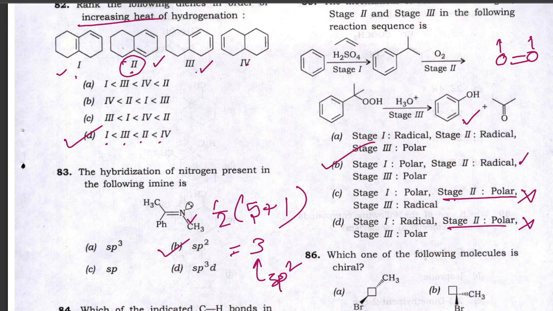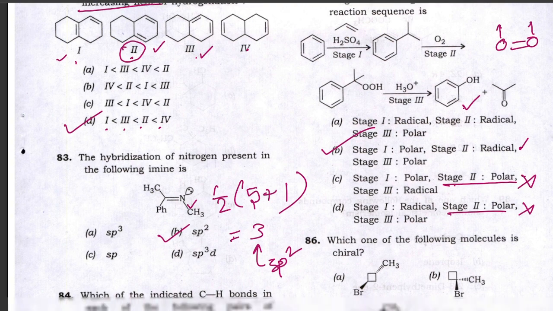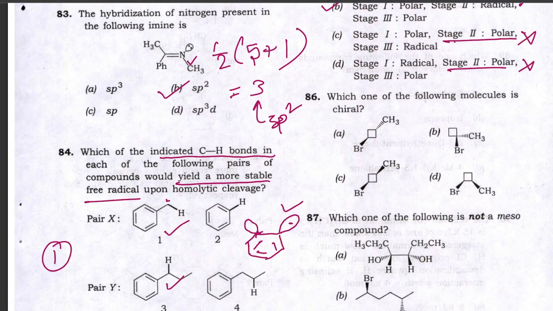Okay, now question 86, which one of the following molecules is chiral? We know that a chiral molecule is one which does not have an improper axis of symmetry. If a molecule has an improper axis of symmetry, that is a plane of symmetry, the sigma plane, or a center of symmetry, that is the inversion center i, then that molecule is definitely achiral.